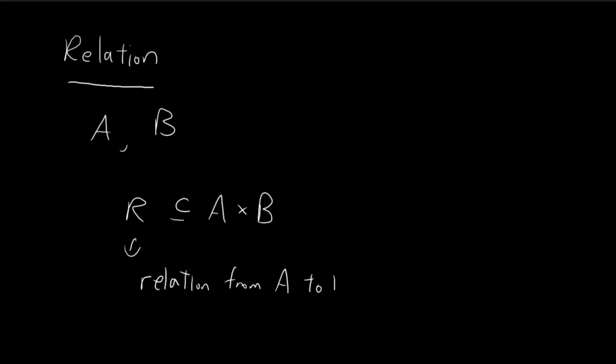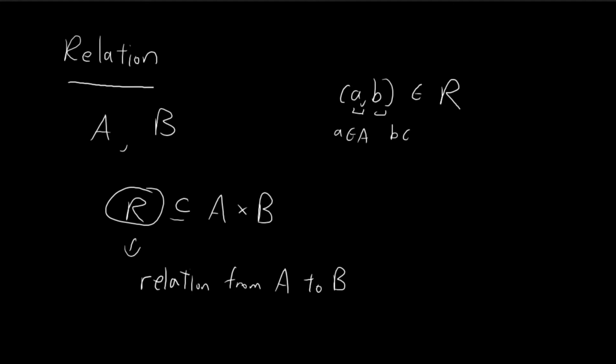So R is a subset of the Cartesian product between A and B, and what that means is that the set R is a set of ordered pairs, where for every ordered pair (a, b) that is an element of R, the first coordinate is an element of A, and the second coordinate is an element of B. And so if (a, b) is an element of R, we say that a is related to b. So a is related to b based on this relation.